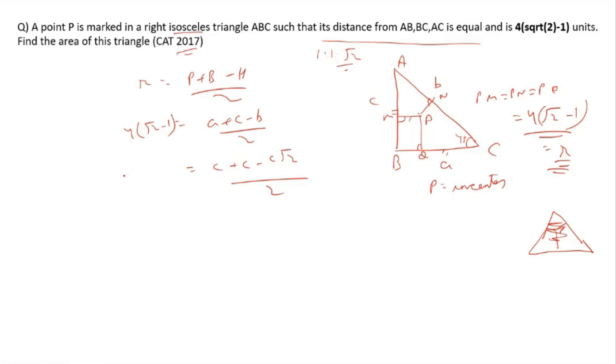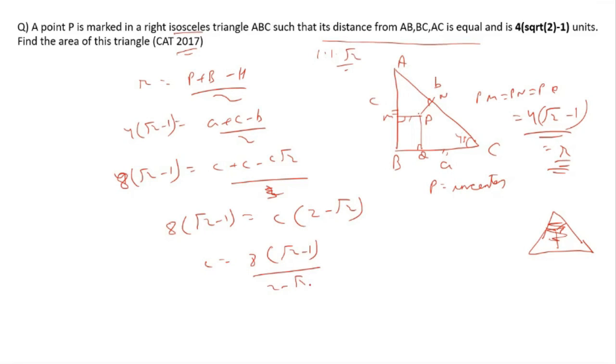So this is 4 into root 2 minus 1. If I carry the 2 here, it will be 8 into root 2 minus 1. So 8 into root 2 minus 1 is equal to, taking C common, C into 2 minus root 2. So C would be 8 into root 2 minus 1, upon 2 minus root 2.